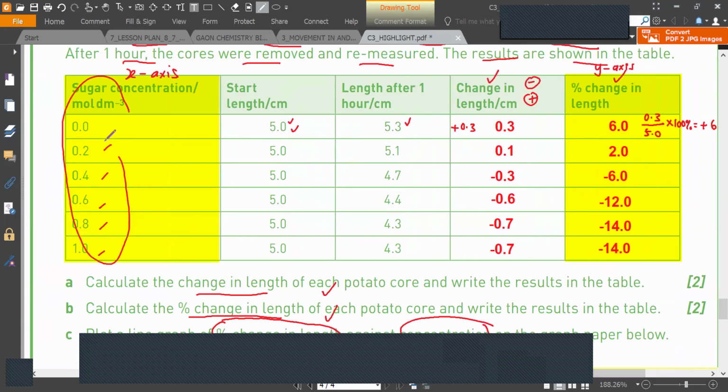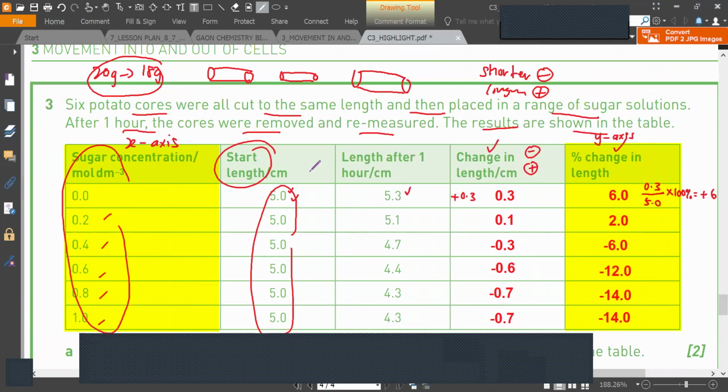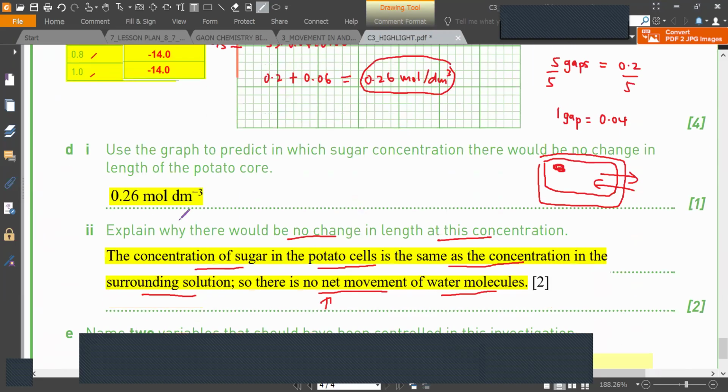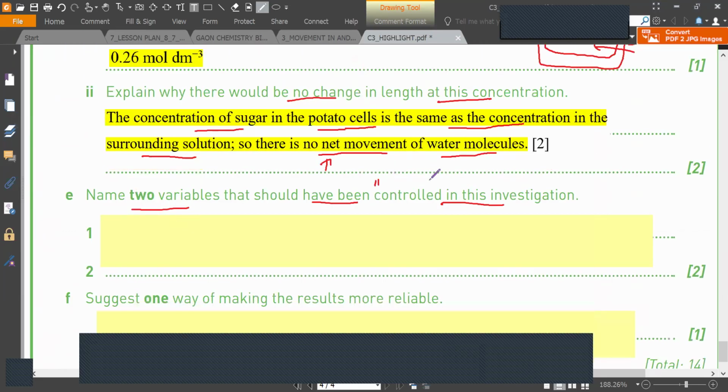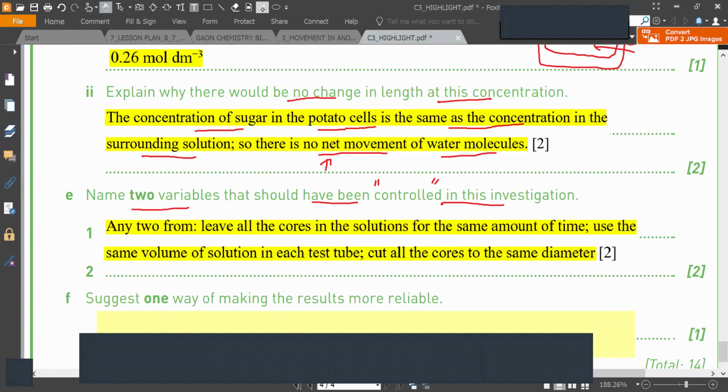So what are the things we must keep the same? For example, the starting length must be the same. We must use the same size of the potato, and then the time, 1 hour. All of them must be 1 hour. We cannot do some 1 hour, some 2 hours, or the result will be inaccurate. So this is what we call control. Control means other than what we change, we only change one thing. All the other things must be constant.